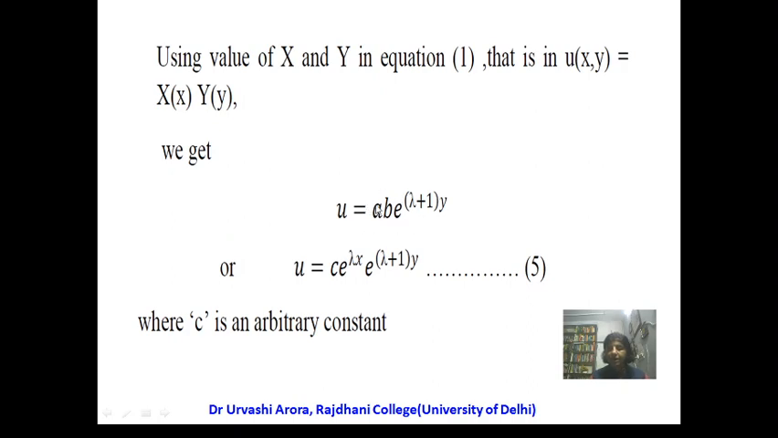And again, AB is a constant because a and b are constant, so AB you can replace by C, and this is the final solution, the general solution that you have obtained, where C is an arbitrary constant and lambda is the separation constant. But you can obtain the value of C and lambda by using the initial condition which is given in the question.